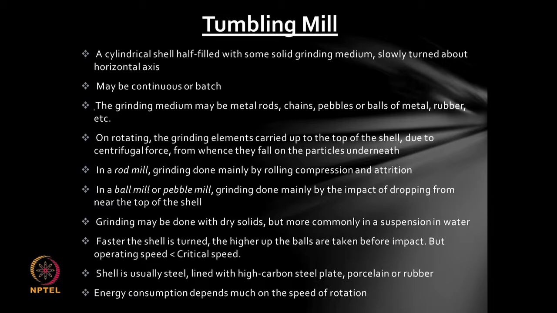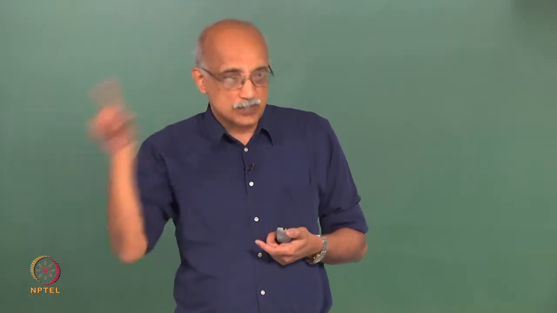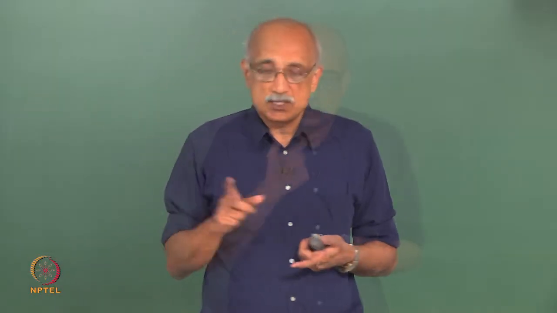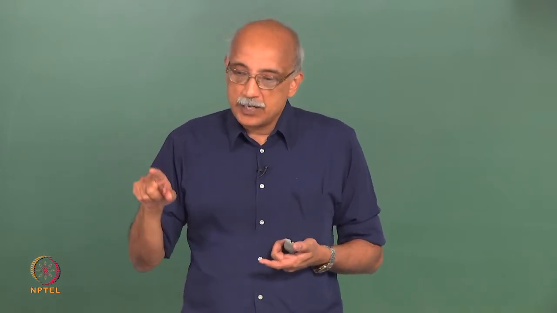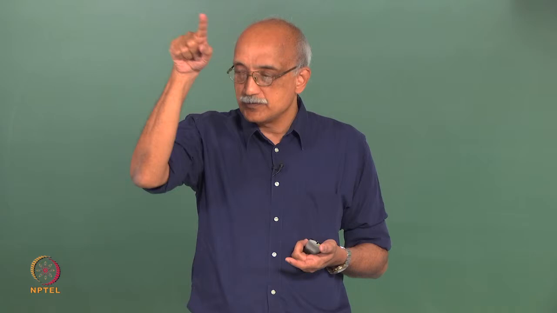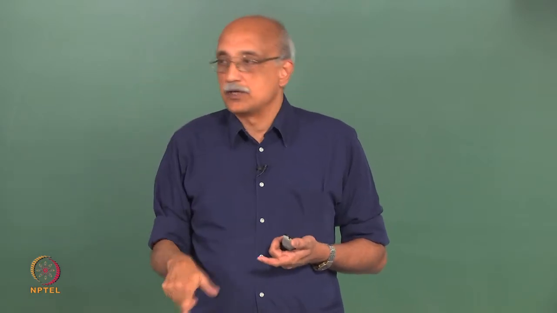So obviously the speed of rotation of the mill is a very critical parameter. If you rotate the mill too fast, then the particles will start centrifuging. They will never drop, they will just keep going round and round along with the rotation of the chamber. So you have to design the speed of rotation in such a way that the media get carried as far as possible to the top of the cylinder and then they drop.